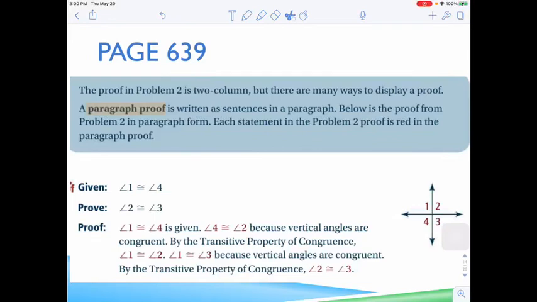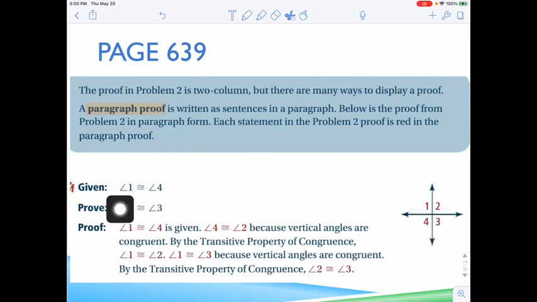Section 10.7, Example 3 on page 639. We have the proof in problem 2 as a two-column proof, but there are many ways to display a proof. A paragraph proof is written as sentences in a paragraph. Below is the proof from problem 2 in paragraph form. Each statement in the problem 2 proof is read in the paragraph proof.